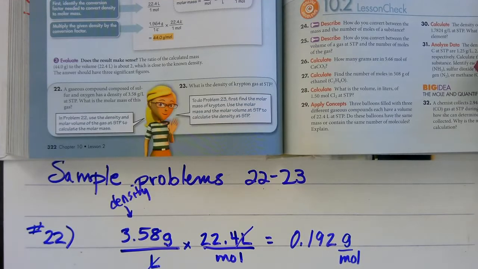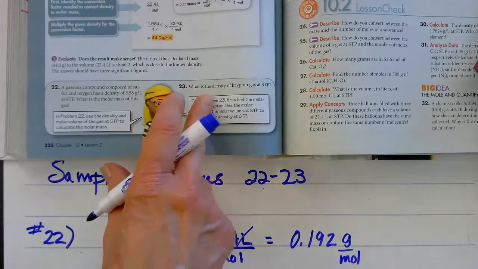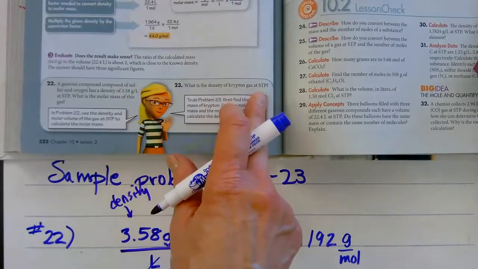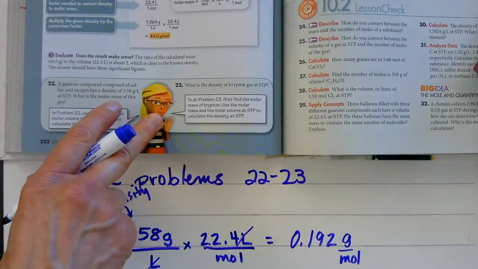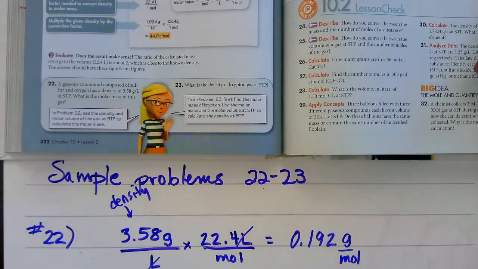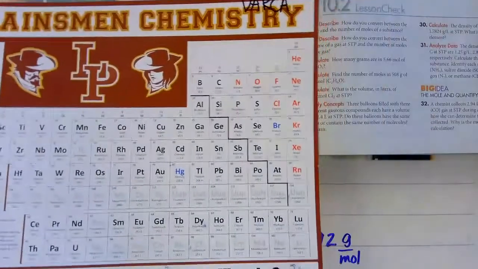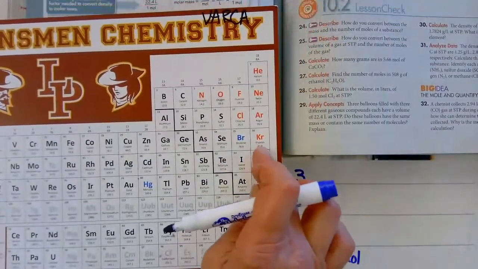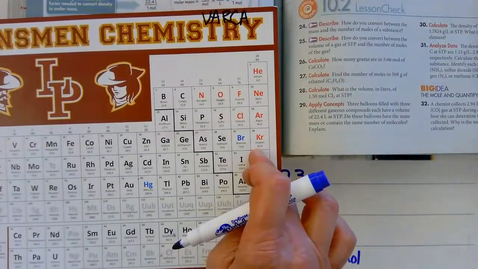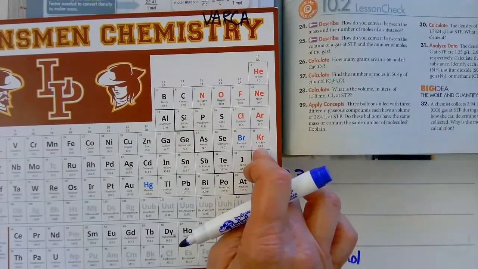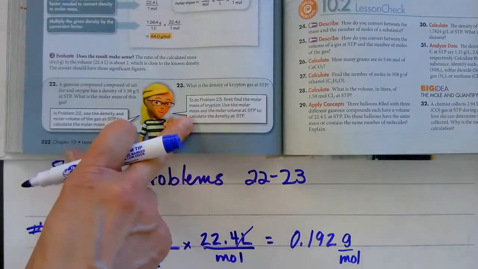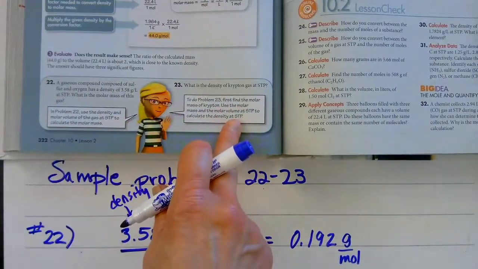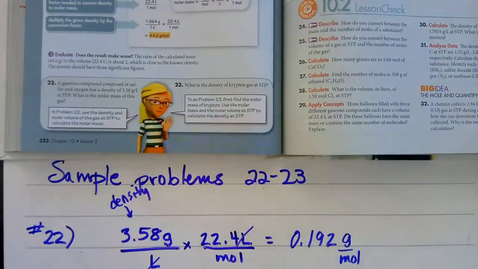For problem number 23, when it asks what is the density of krypton gas at STP, we have a hint here that says to do problem 23, first find the molar mass of krypton. So we're going to look on our periodic table. Krypton is a noble gas, and it has a molar mass of 83.8 grams per mole. And then it says use the molar mass and the molar volume at STP to calculate the density at STP.